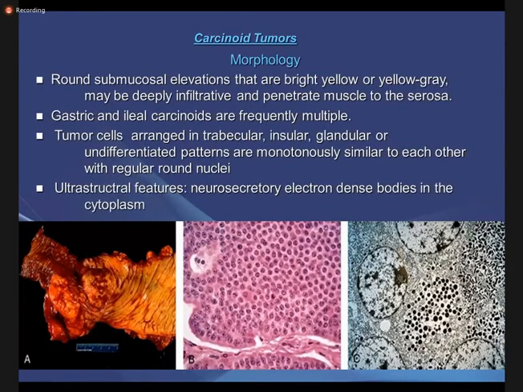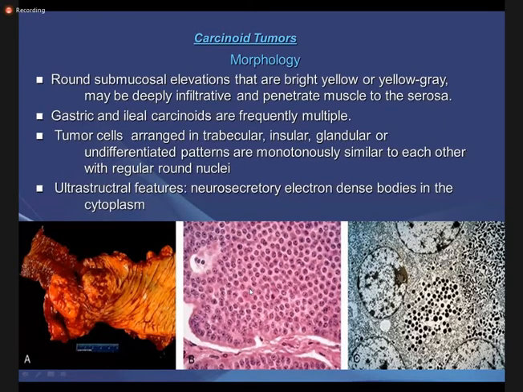Now, this is the morphology, how these cells will look on an H&E stain, which is a routine stain of histopathology. These are the microscopic pictures. First of all, we'll discuss the gross appearance, that is the round submucosal elevations that are bright yellow to yellow gray, maybe deeply infiltrative to the muscle and to the serosa. This is the polypoidal lesion. And these cells are monotonous cells.